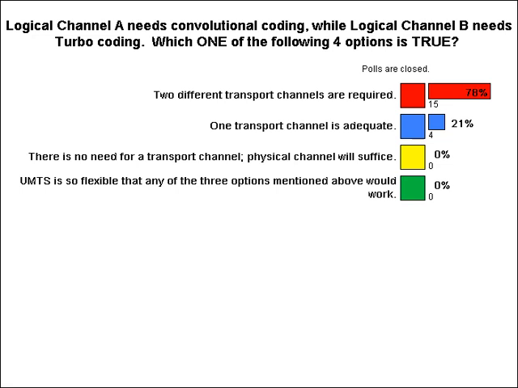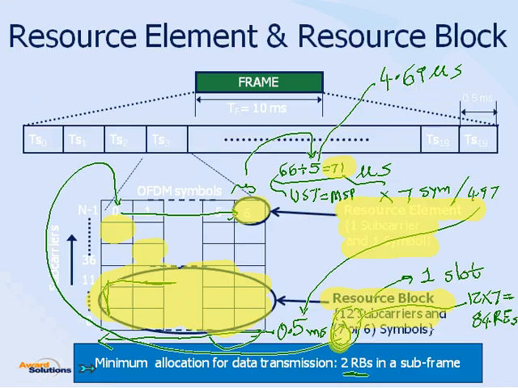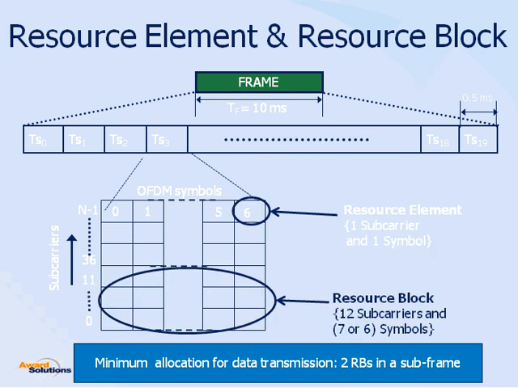So you are talking about slide number 12. A resource block consists of 12 subcarriers. But just right above that, it says one subcarrier is one symbol. Then why does the resource block have seven or six symbols instead of 12 symbols? Because it says it has 12 subcarriers, and a subcarrier is the same as one symbol.